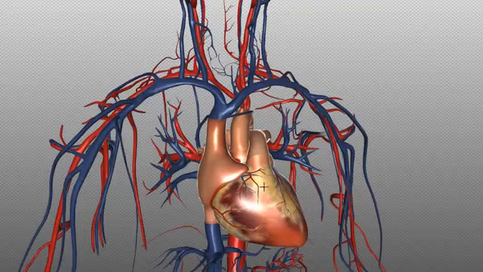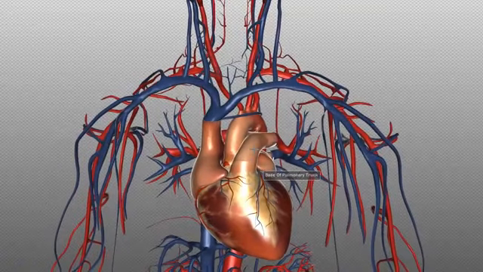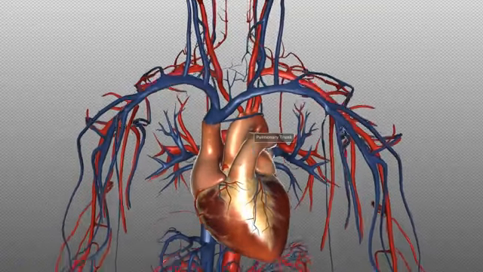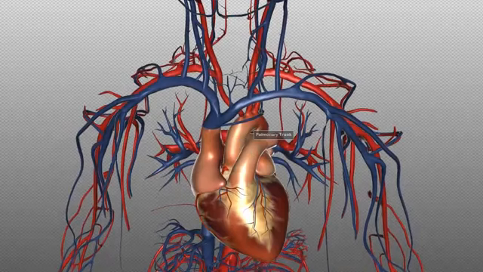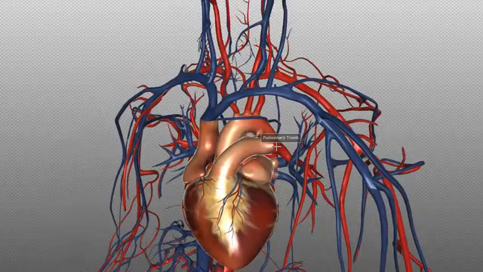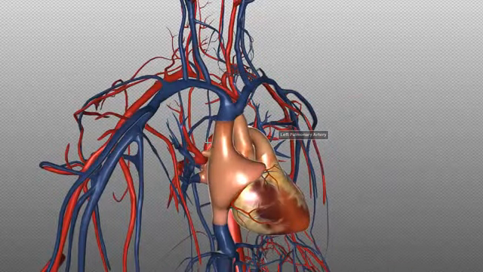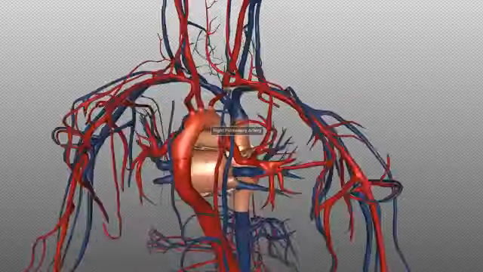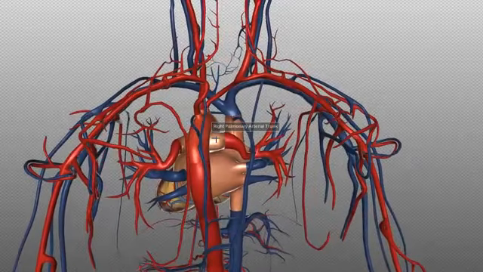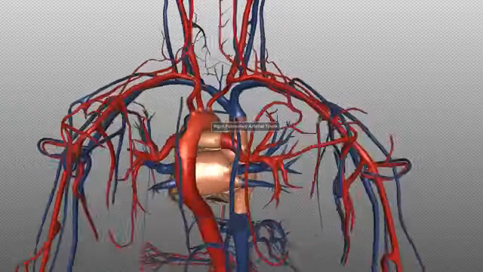So the next great vessel is the pulmonary trunk, and this splits into two vessels. You've got the left pulmonary artery and the right pulmonary artery. So these are the arteries that go to the lungs, carrying deoxygenated blood to the lungs.